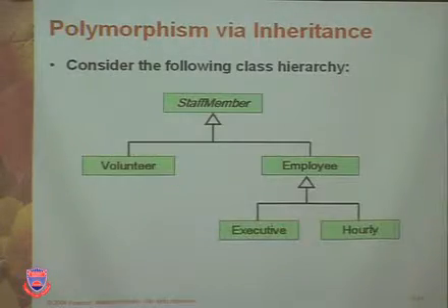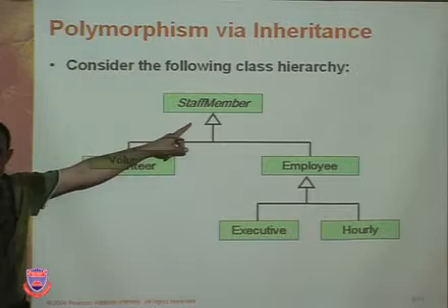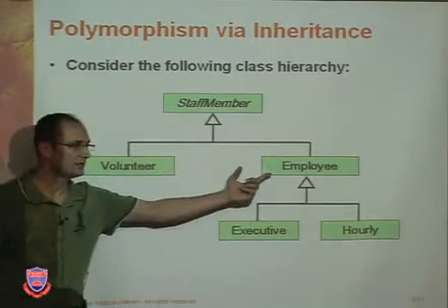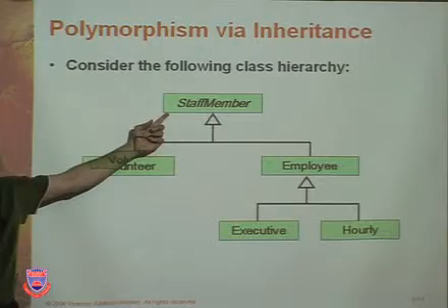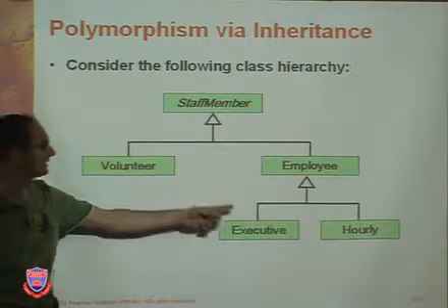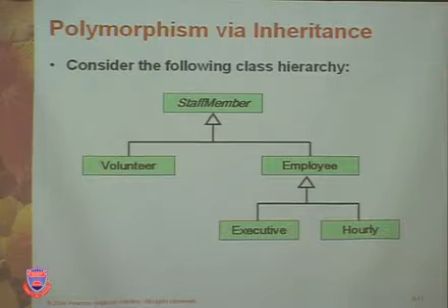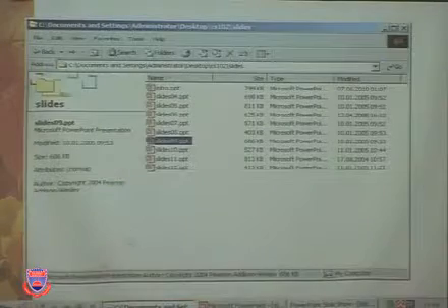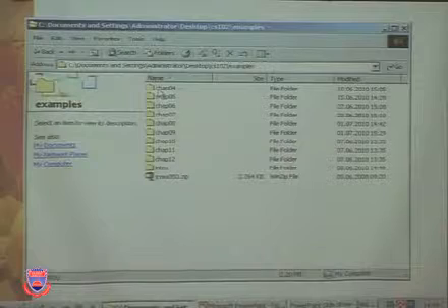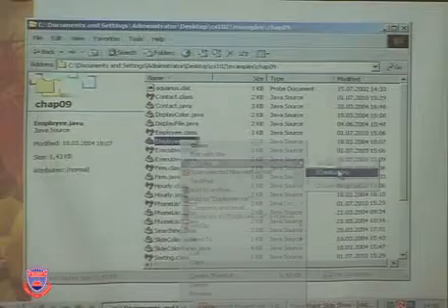And if you recall, we had this example with an inheritance hierarchy. This is also useful for your exam. Let's say you have a staff member, which is the base abstract class, and then you have a volunteer and an employee, which are child classes that both extend the staff member, and then you have another extension of employee: executive and hourly. We talked about this example a little bit, and let me go over that.